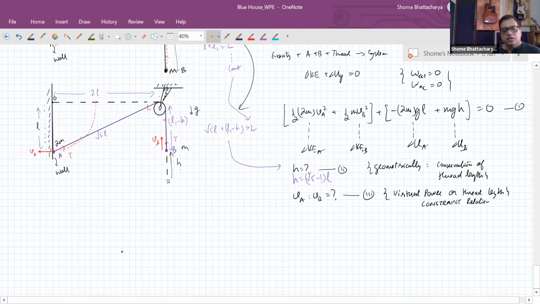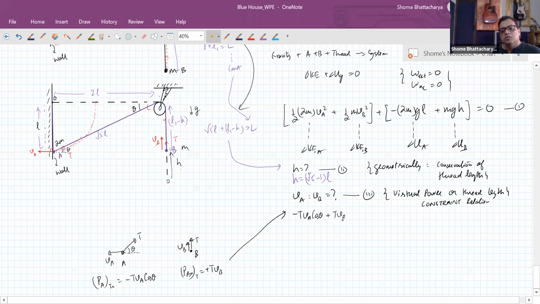So on the particle A, you can see that the direction of the velocity is like this and tension is like this. Let's say this angle is theta. So that's the same as this angle theta. So power delivered on A by tension is minus T VA cos theta. And on the particle B, power is plus T VB, so VB should be equal to VA cos theta.